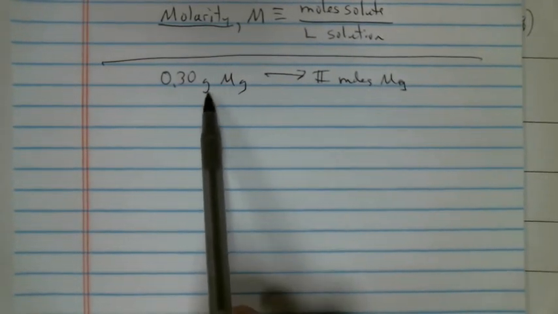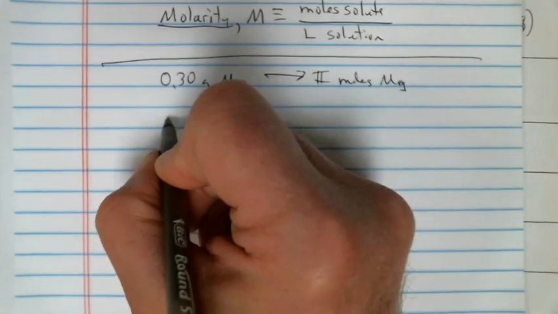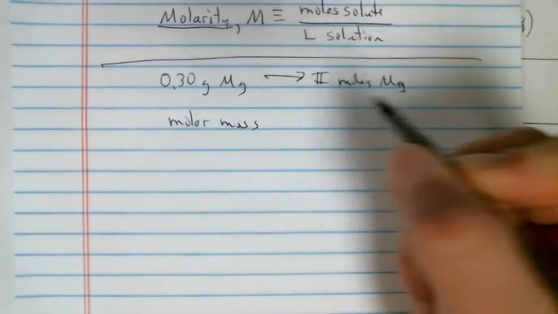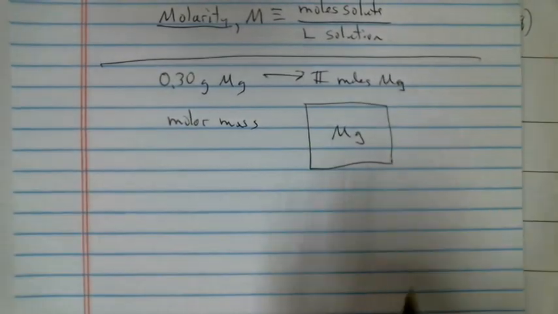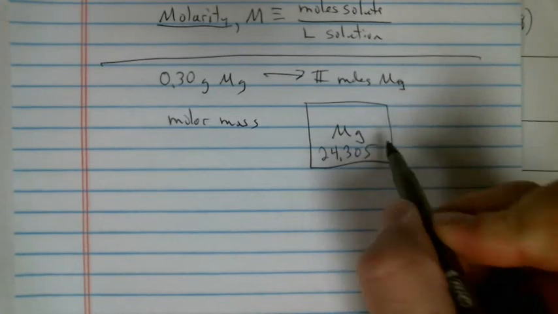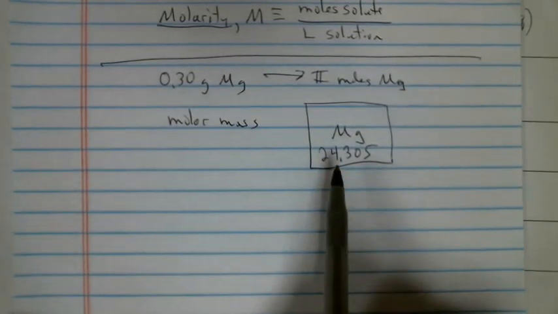But the conversion factor between grams and moles is the molar mass. And so when you look at the periodic table, you'll see your box with magnesium on it, and right below it, this number 24.305 with no units on it, right? There's no units on that number.